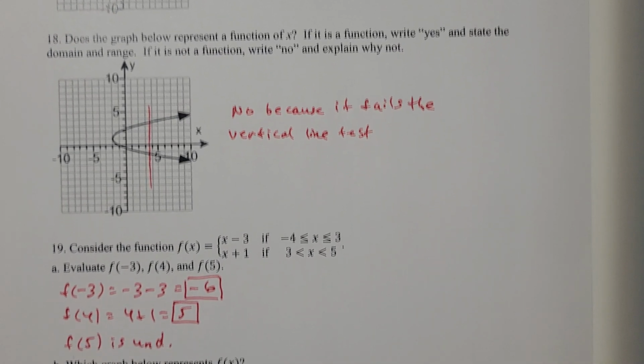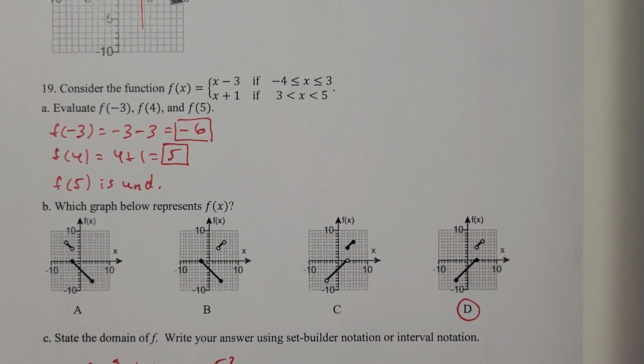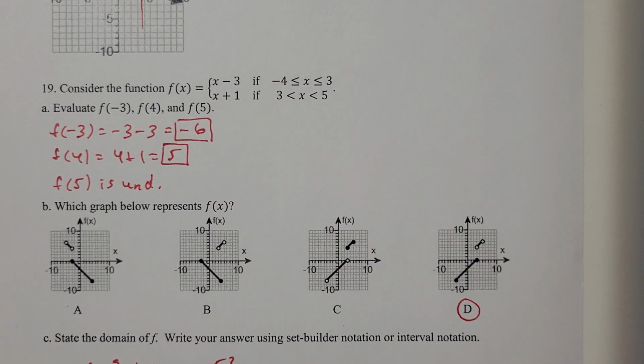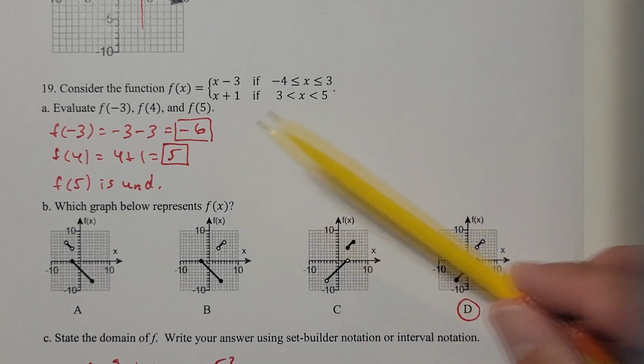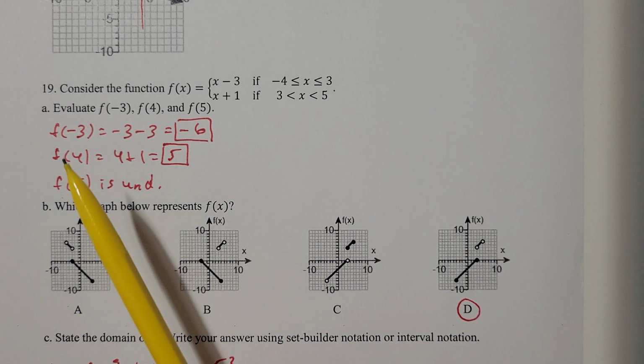All right, so let's try problem 19 next. We have a piecewise function, so there's 2 pieces here, and there's conditions on x. In part A, they want us to evaluate f of -3, f of 4, and f of 5. One of the things that you have to do whenever you're working with a piecewise function is pay attention to which piece you're going to plug the number into.